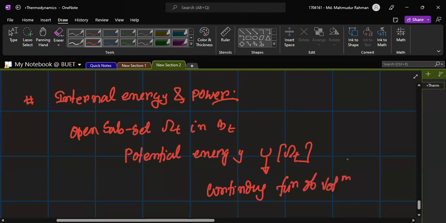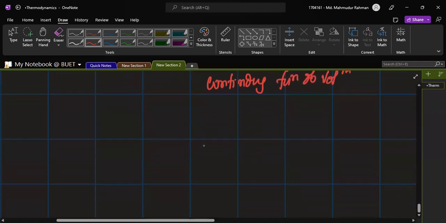So these are the extensive properties. The extensive properties are those properties that depend on the size of the system. So this potential energy is also dependent on the information of the size of the system.